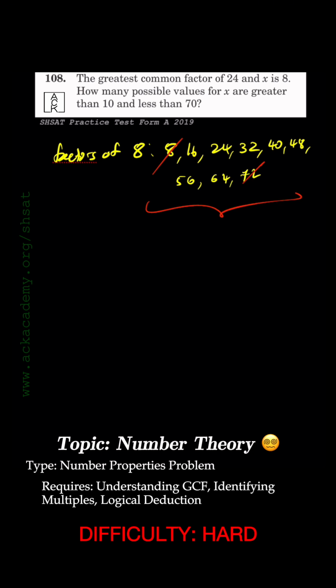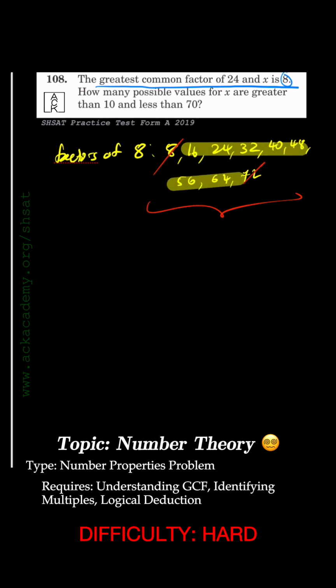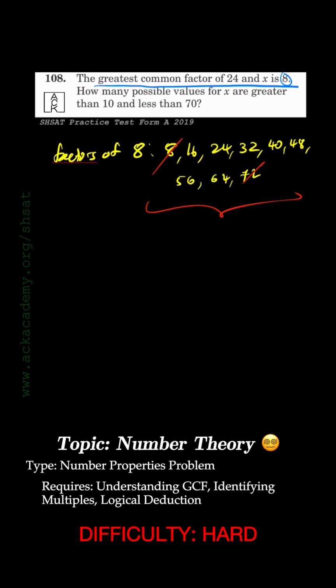However, it also says the greatest common factor of 24 and x is 8. All right. So the greatest common factor has to be 8. The problem I see here is that some of these don't work. Not some, but one of these doesn't work.